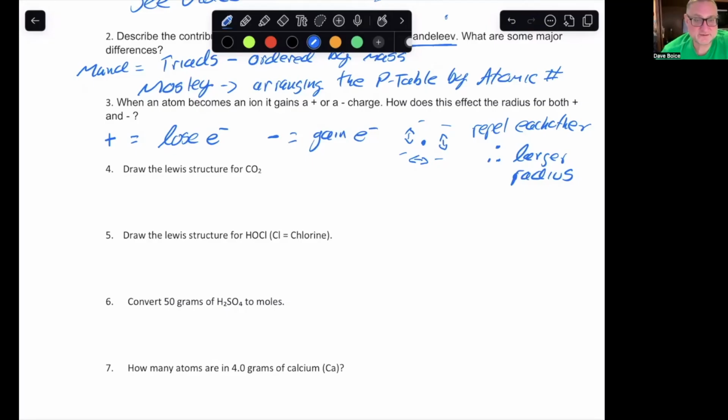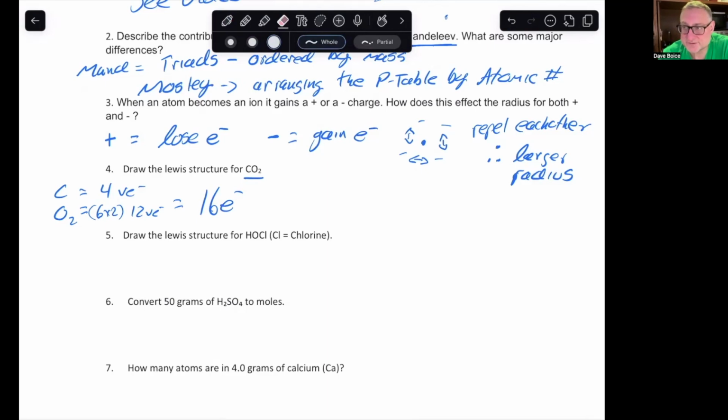Okay, next, let's draw the Lewis structure for CO2. So we're into something new. Step 1 is to count your valence electrons. So carbon and oxygen. I have 1 carbon, so that's 4 valence electrons, and I have 2 oxygens, all right? Each one has 6, but I have 2 of them, so that's 6 times 2, or 12 valence electrons. So that makes my magic number 16. I have 16 electrons, no more, no less, and I have to draw this with it.